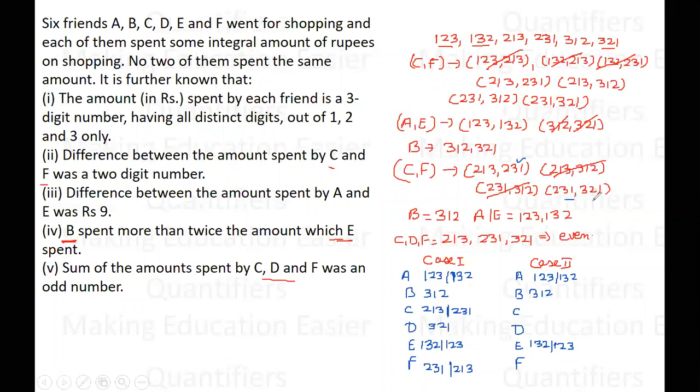Or the second case could be this one. C is spending 231, then F will spend 321, or C will spend 321, then F will spend 231. In this case, the leftover amount is 213, that will go to D. These are the two cases possible for the amounts spent by these 6 people. I think this is clear to all of you. Now let's see the questions.